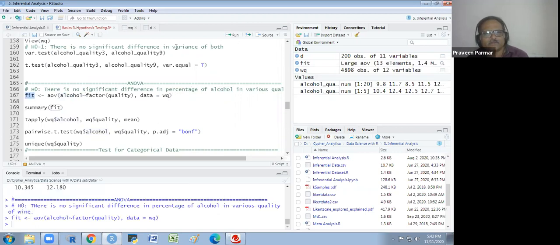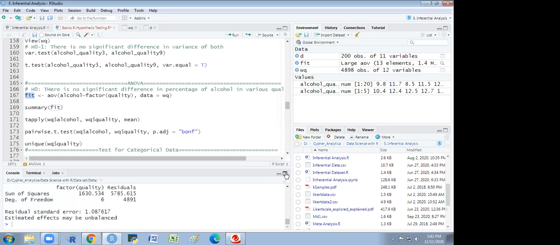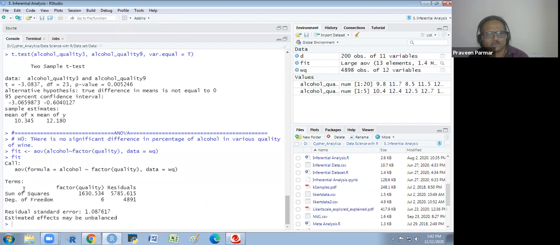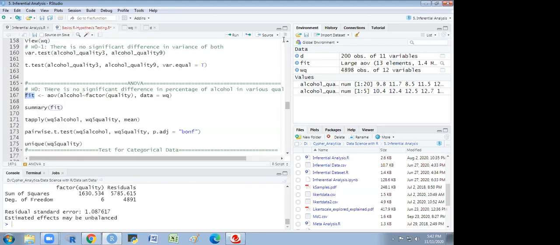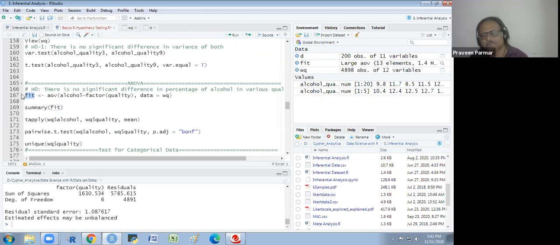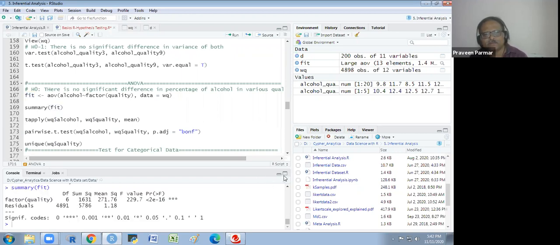If I show you this, this is our fit. It will give the sum of squares of factor, residuals, degree of freedom, residual error. It is not giving us the p-value at all. We have to run the summary for this. We save it in some name. Here we have not saved it, we have just seen the output. But if we see the summary, you see we are getting the summary now.